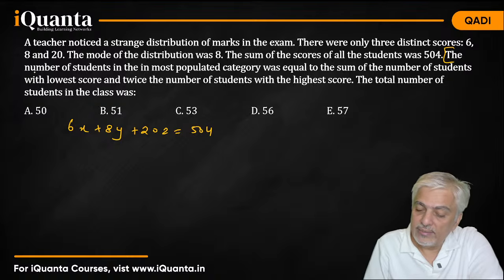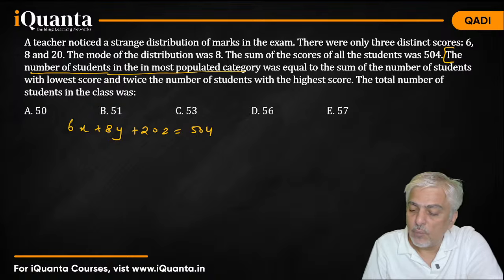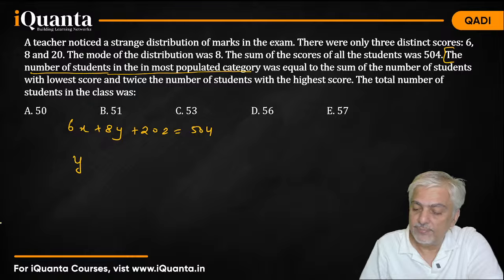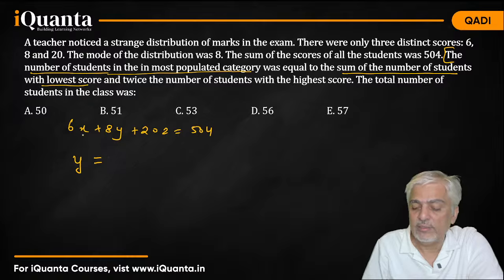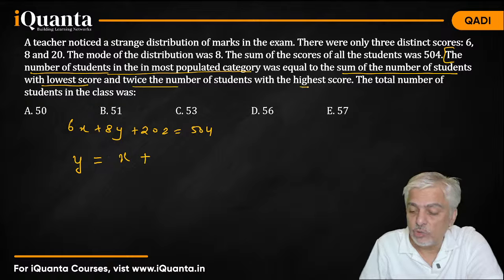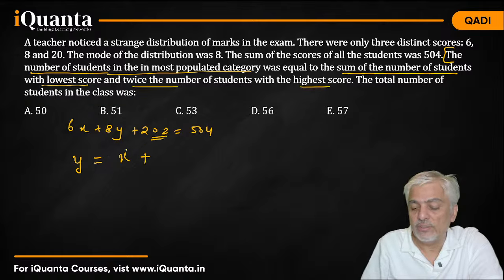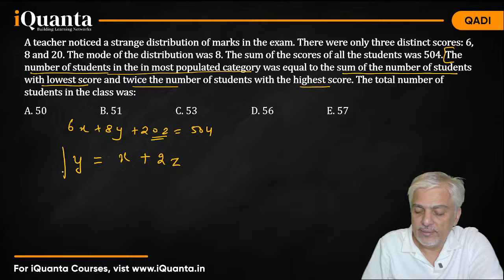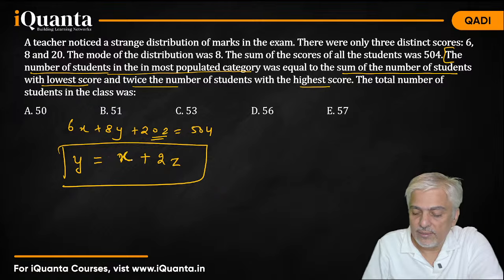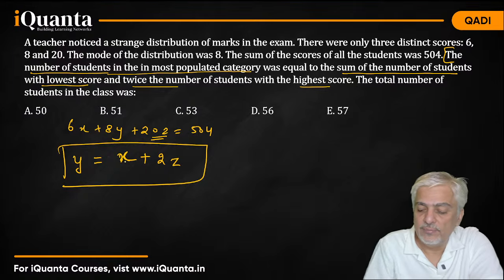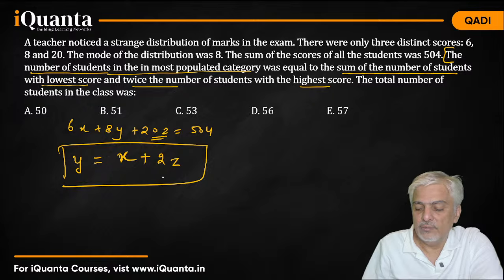Here, the number of students in the most populated category, that is y, was equal to the sum of the number of students with the lowest category. Lowest category was lowest score, that is x, so x plus twice the number of students with the highest score. Highest score was z, so 2z. Did you get now how we got this equation? Just put this over here instead of y and solve it out.